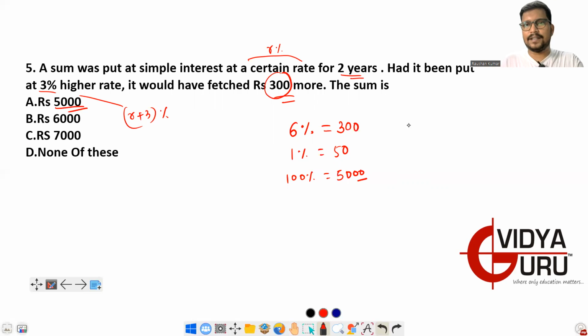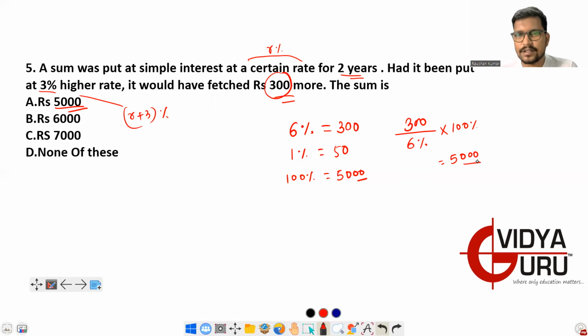You can also write it like this: 300 is the value of 6%, and at the end we need 100%. So how much should it be? 50 into 100, it will be 5,000. 5,000 rupees will be the right answer. So your answer should be 5,000, that is, the A part will be your right answer. Okay, so now we will move to the next question.